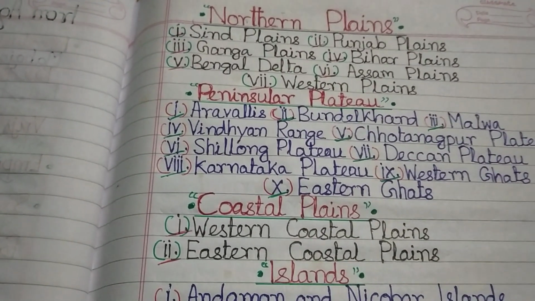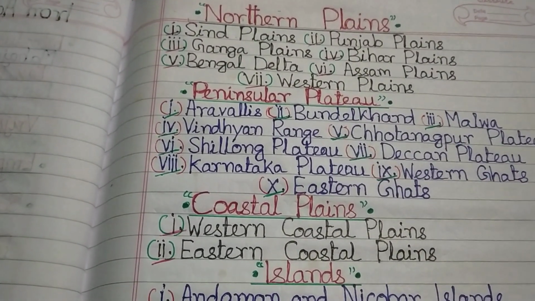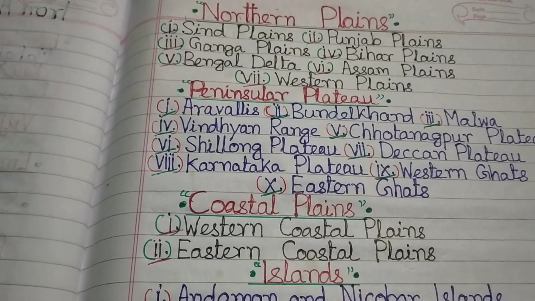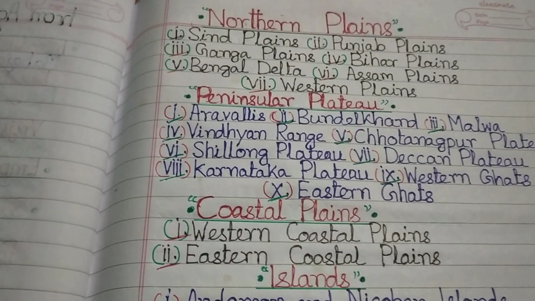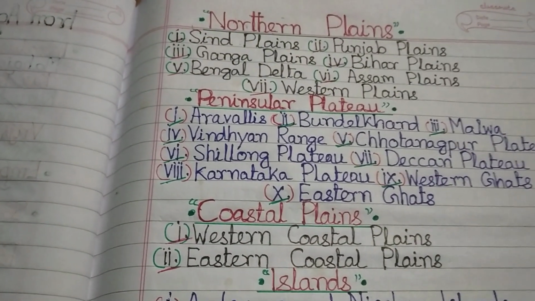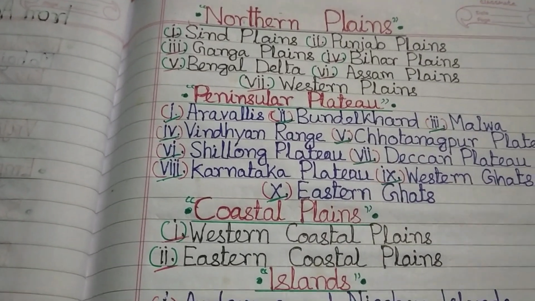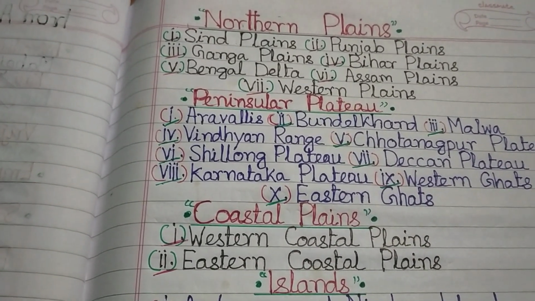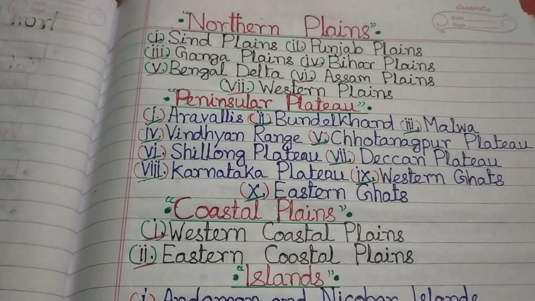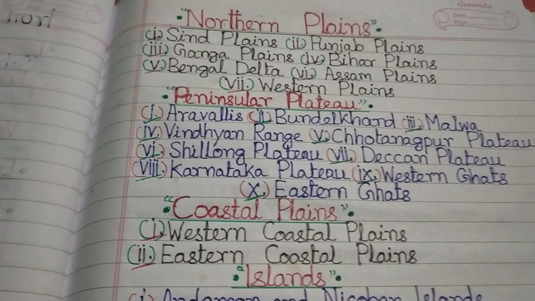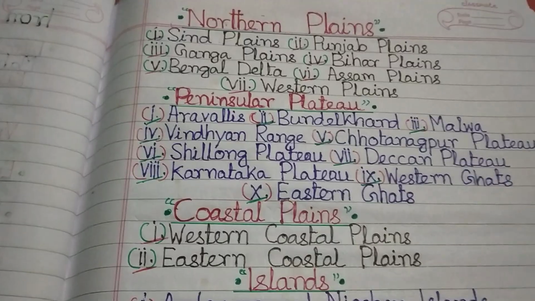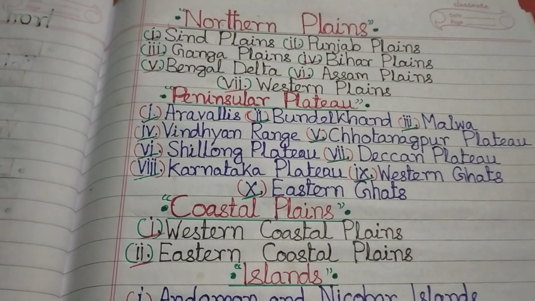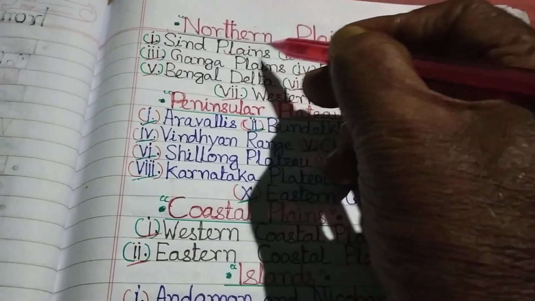In connection to Indian geography, we have already discussed some aspects about the hill ranges and mountain peaks, and now we'll discuss the plains that are part of India's physical geography. In that connection, we'll discuss first the Sindh plains.